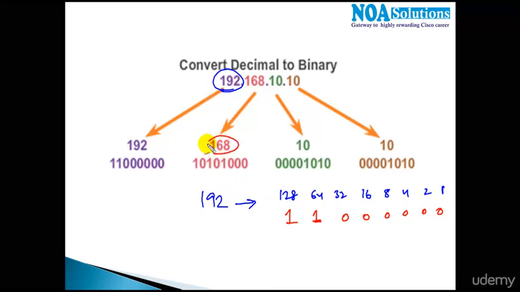In the same way, if you want to write 168, it will be 128 plus 32, because 128 plus 64 would be 192, which is more than what I require. 128 plus 32 is 160, and 160 plus 8 is 168. The remaining portions we simply write as zeros. In the same way, let's take an example of writing the binary value of 10.